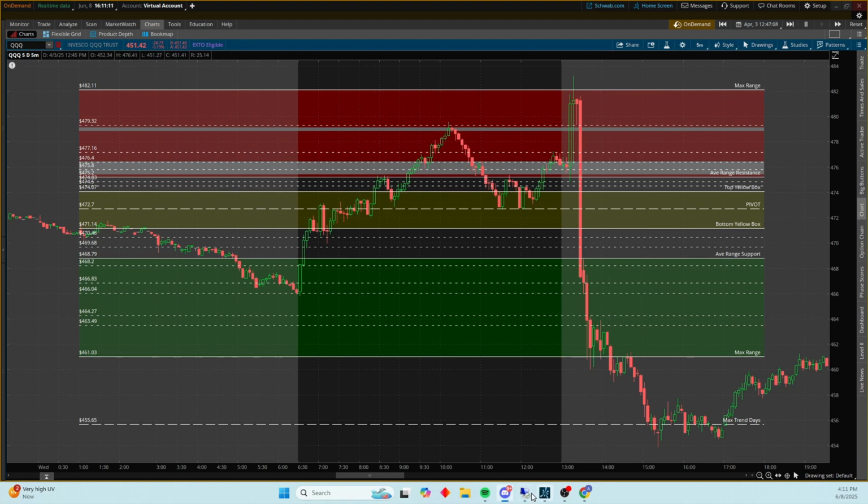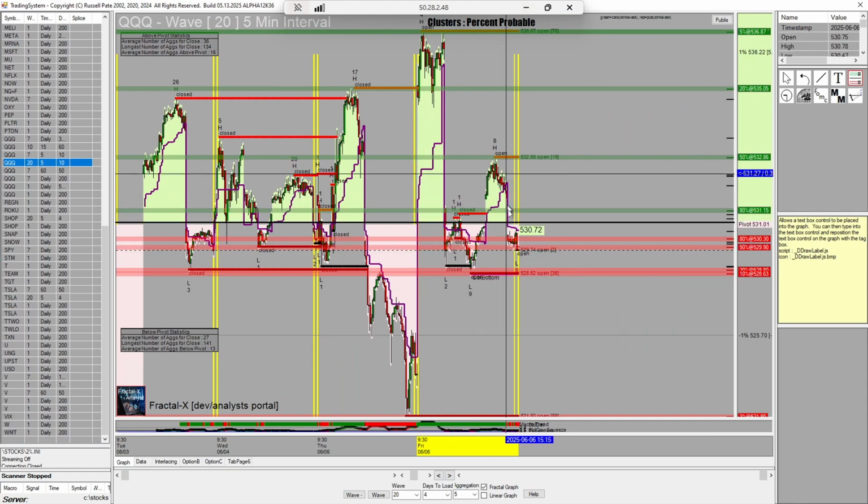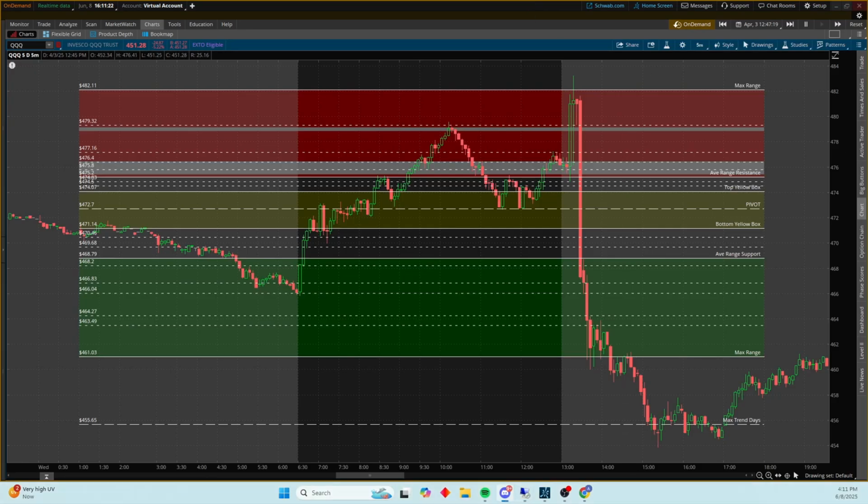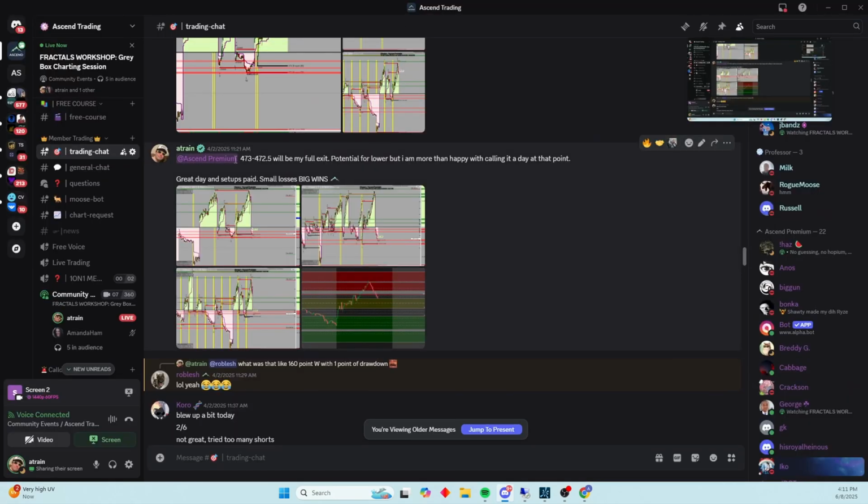And all we look at for that is going to be vector, looking for continuation of the downside for this example because we were in shorts. And then also we're going to look to target these open states to the downside now. So let me pull it up. You can see on the day, we said full exit was going to be between 473 to 472.5.